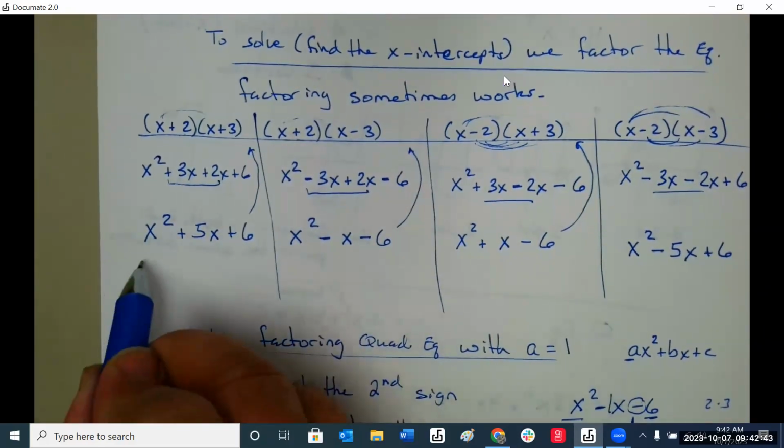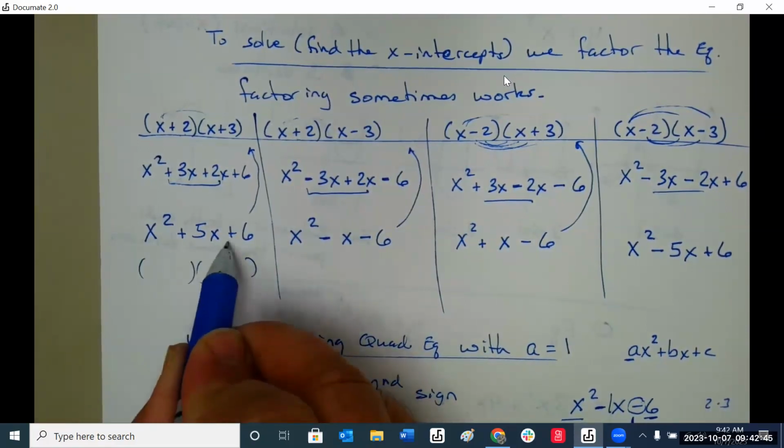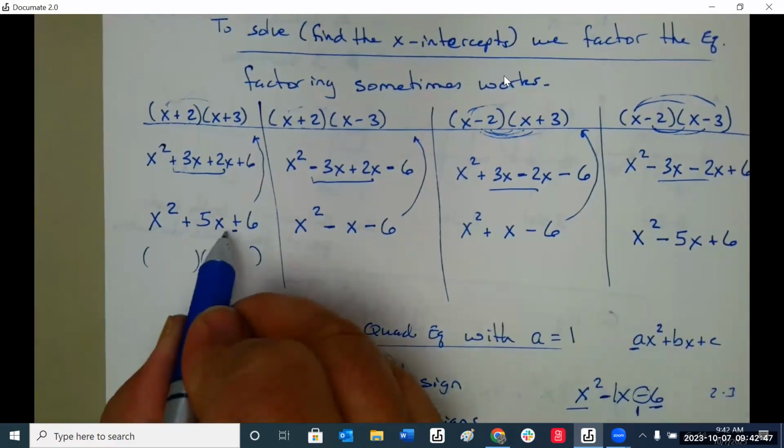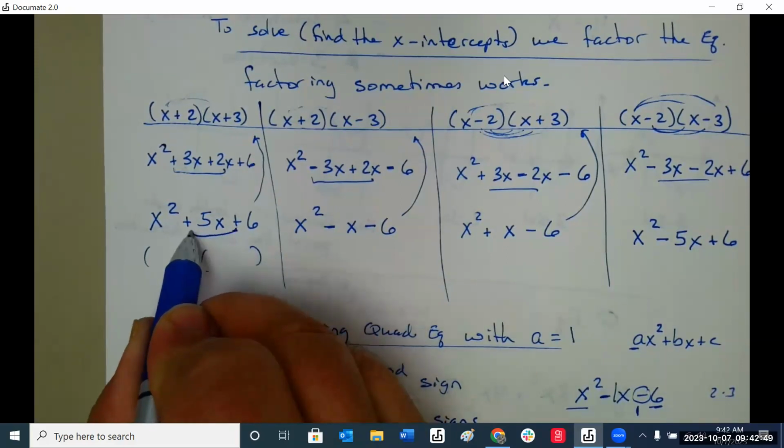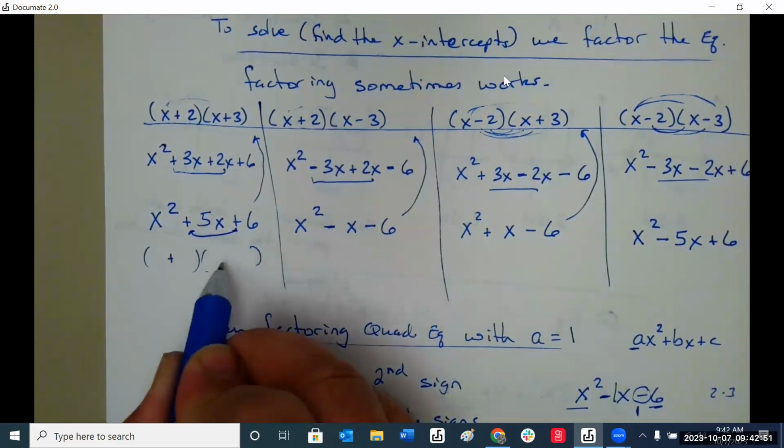This one says, since the second sign is positive, both signs are the same. They're the first sign.